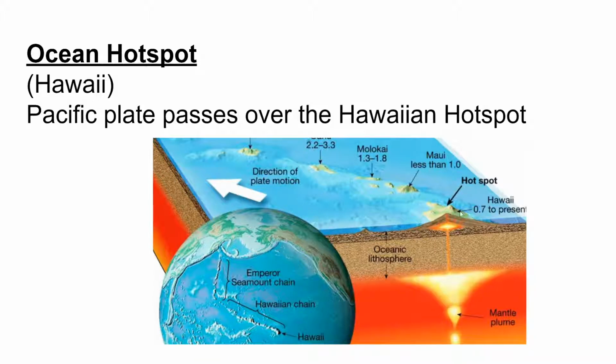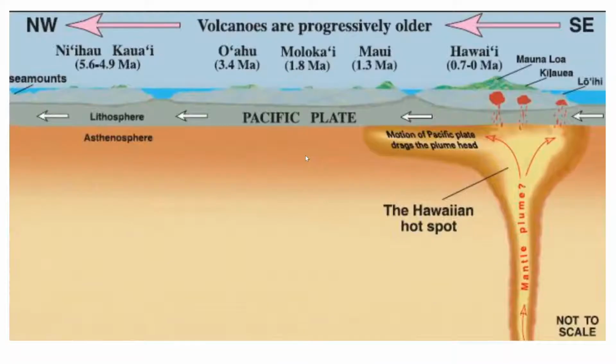So this shows ages of the volcanoes. This is 0.7 million years old. Maui is 1 million years old. Molokai is 1.3 to 1.8. Does anybody know what the next one is? I think that's Oahu. It's 2.2 to 3.3 million years old. They just get older and older that way.